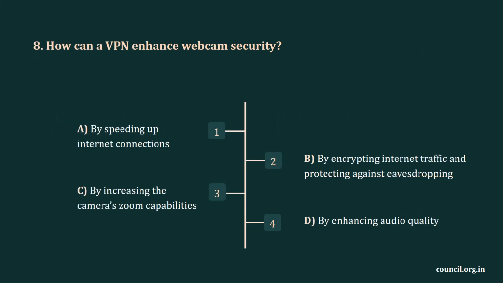8. How can a VPN enhance webcam security? A. By speeding up internet connections. B. By encrypting internet traffic and protecting against eavesdropping. C. By increasing the camera's zoom capabilities. D. By enhancing audio quality.